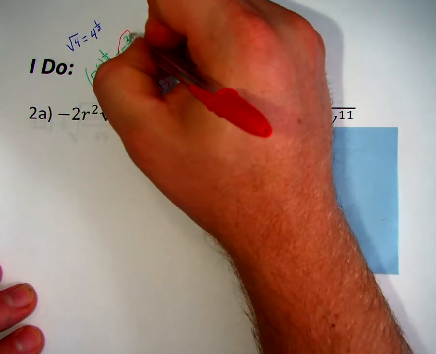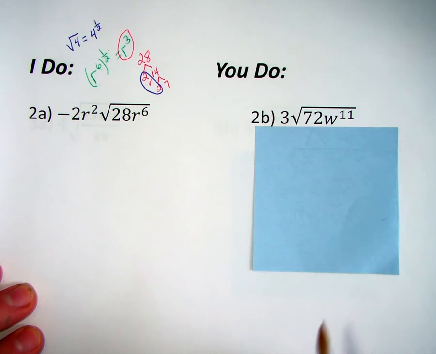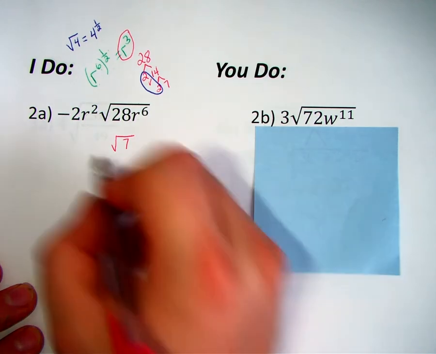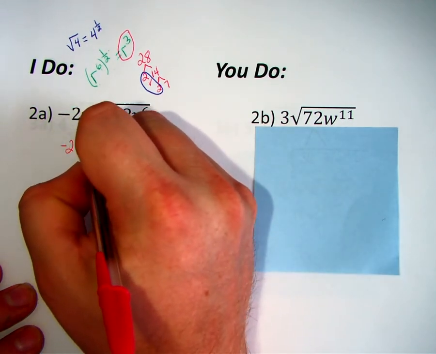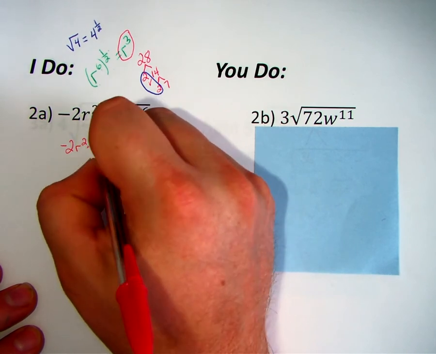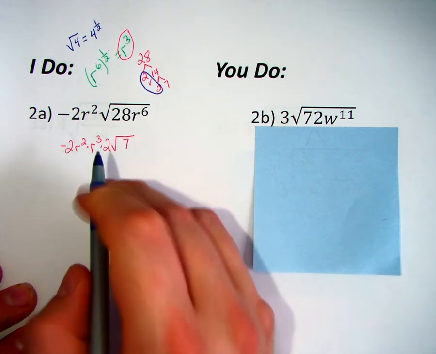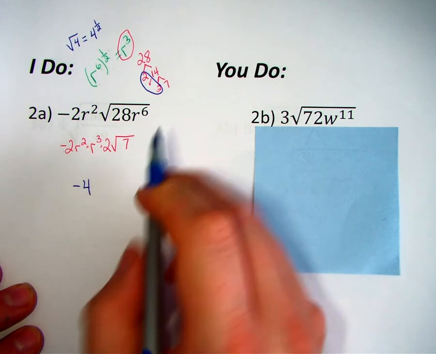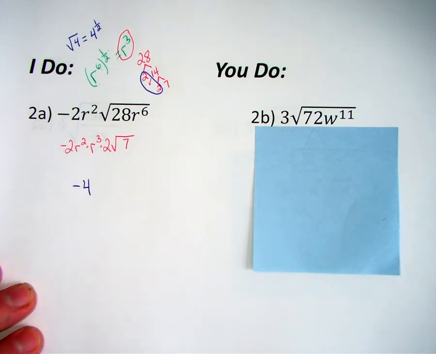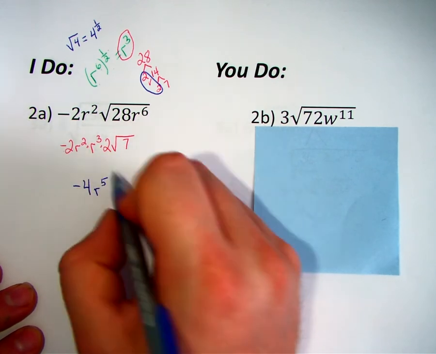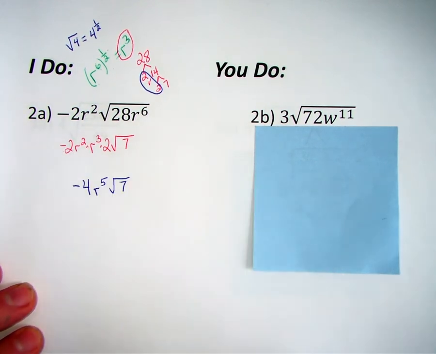So r to the 3rd power is going to come out. One pair of 2's is going to come out. And the root 7 will remain in the radicand. Now we simply take our pieces and multiply them together. Negative 2 times 2, well, that's negative 4. R squared times r cubed. We have like bases, so we add the powers. That would be r to the 5th power. Can't do anything with the root 7, so it remains.